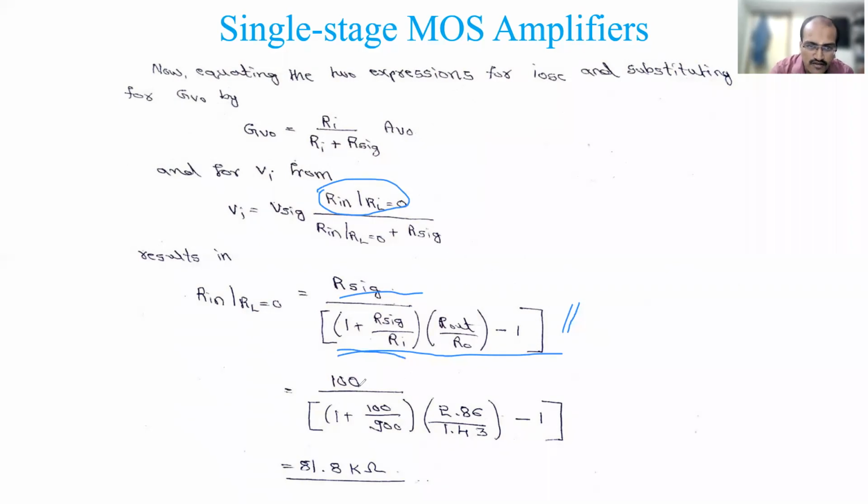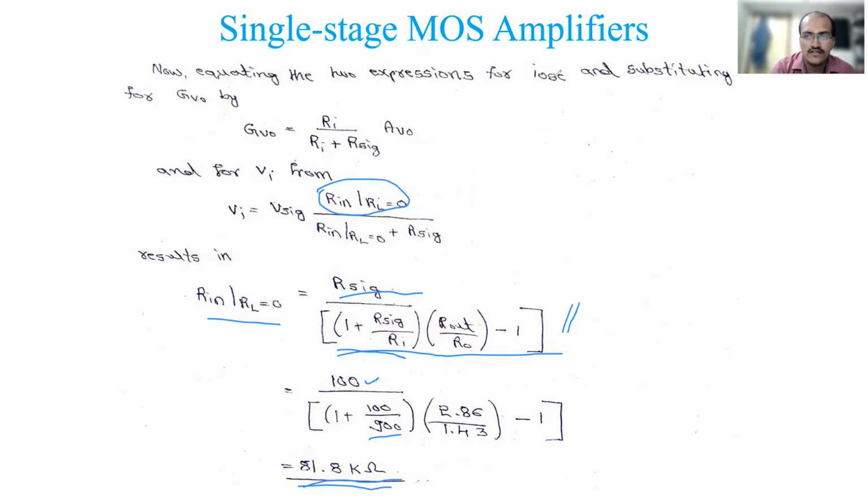Now we'll substitute the values here. R signal is 100 kilo ohm, RI is 900 kilo ohm, so we calculate 1 plus 100 by 900. Then R out is 2.86 kilo, RO is 1.43 kilo, minus 1. Use the calculator and find out: you get the value 81.8 kilo ohm. Resistance values we keep normal in kilo ohm. Here everything will cancel out; the kilo cancels out, it is just a number, but here kilo is there in 100k. Because of that, it will come as 81.8 kilo ohm.